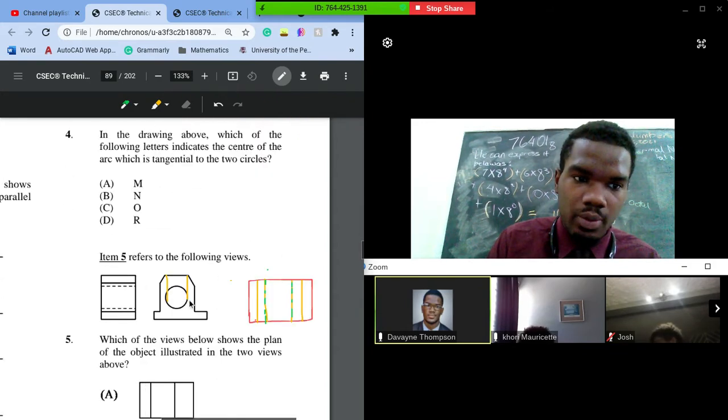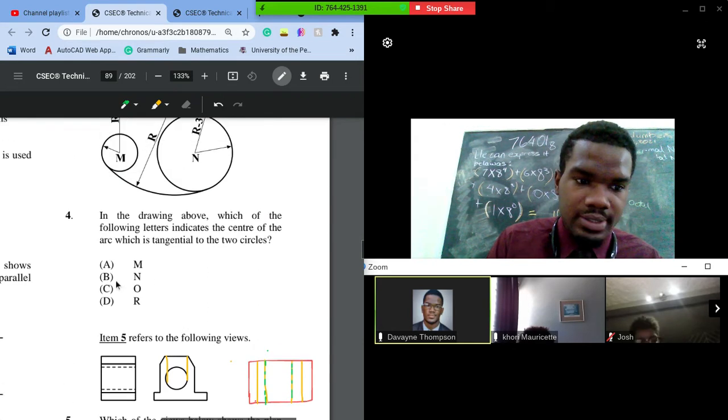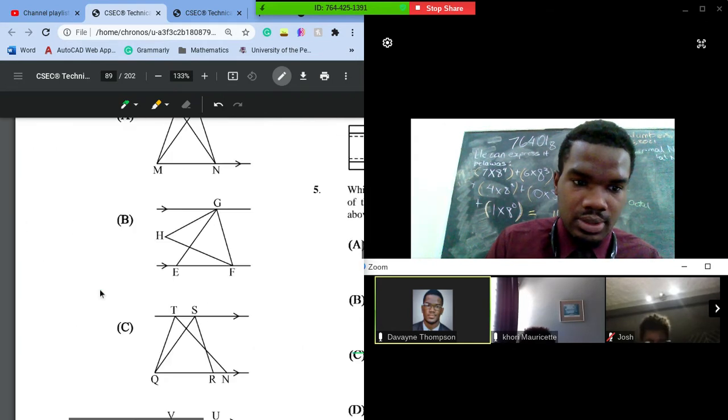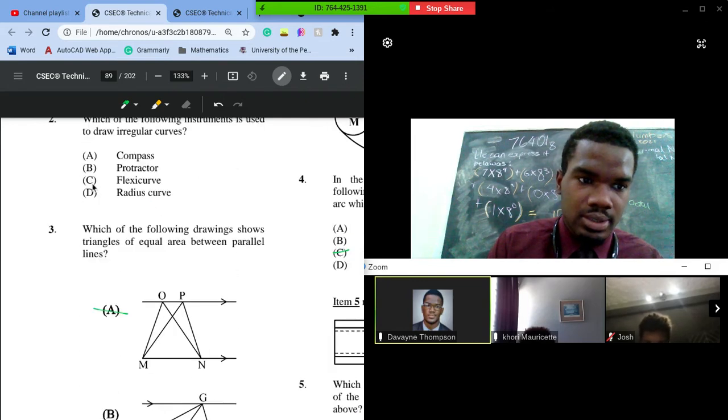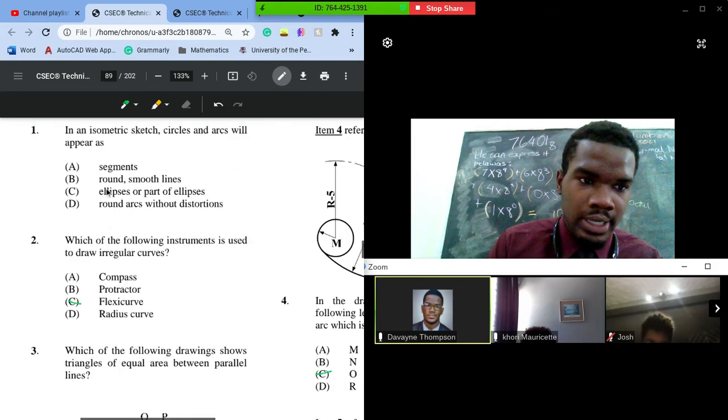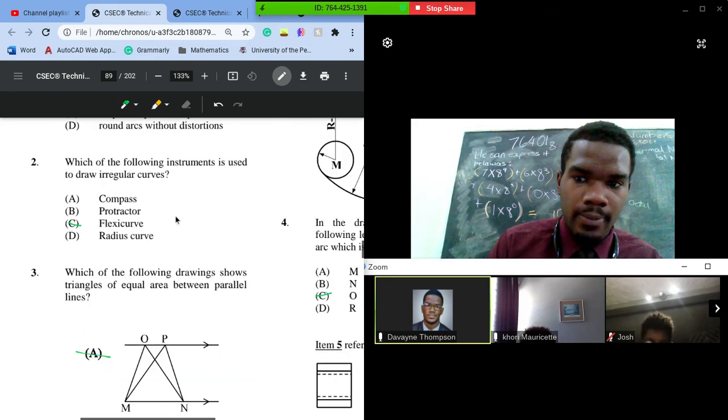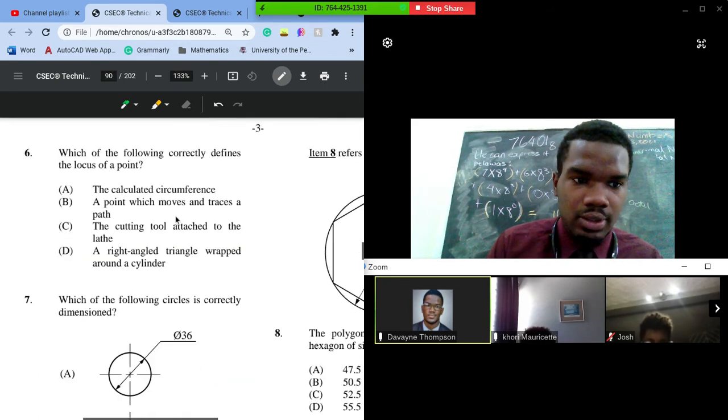So let's circle what we know so far. We said the answer was O here. We said the answer was A here. We said the answer was C here. We said the answer was C here. Alright, we're going to move on to question 6 now.